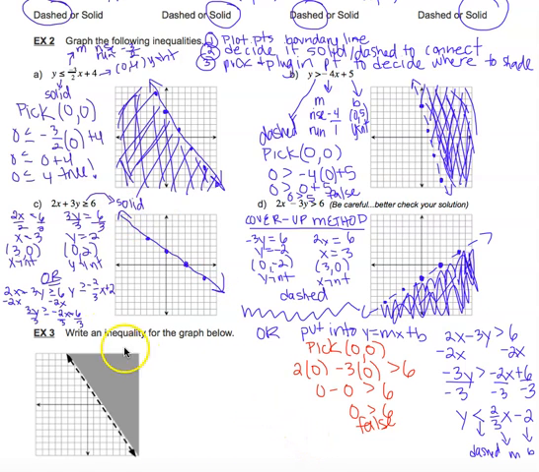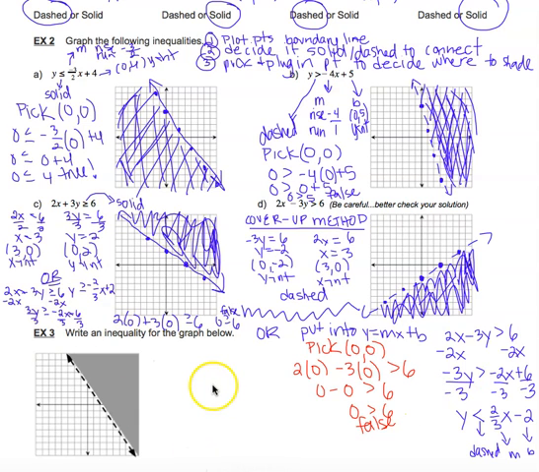Now we're picking our point. So again, if I pick (0, 0), that gives me 2 times 0 plus 3 times 0 greater than or equal to 6. So this is 0 plus 0. 0 is not greater than or equal to 6. So this is a false statement, which means I'm going to shade where (0, 0) is not. So in this case, kind of above and to the right.